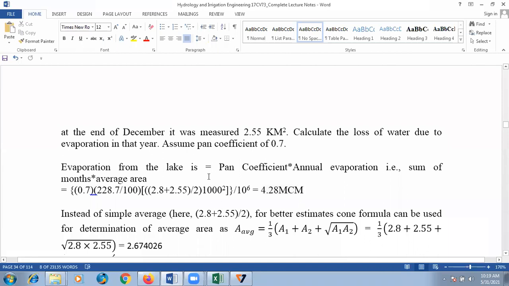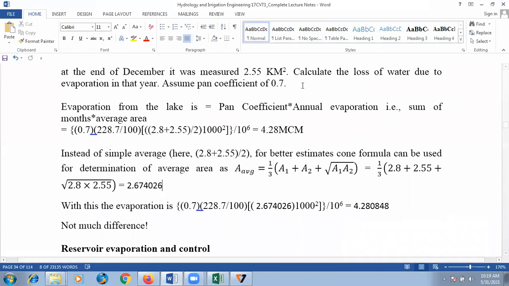Sometimes what happens is the lake will be in the form of a cone. Hence, by taking the average area like this, which is a simple estimate, may result in erroneous result. So during such cases, a cone formula is also used. If you use that cone formula, this is the equation which you need to adopt. So that also I have shown here. If you use cone formula, this is how you would substitute. If you substitute this and determine again, you get more or less the same value, not much of a difference. The loss due to evaporation remains the same, 4.28 MCM.